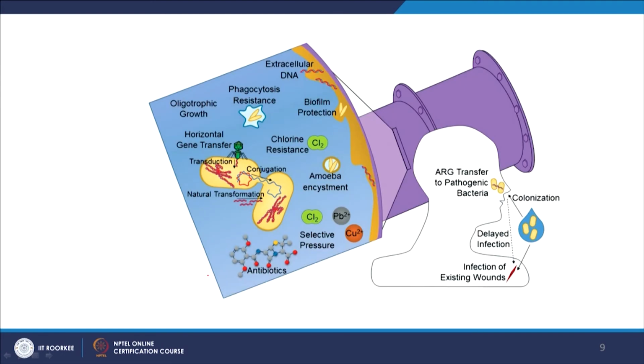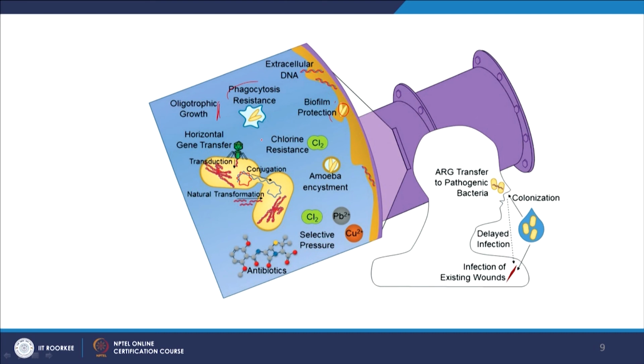Now, this is a very beautiful diagram again from Dr. Garner's paper, and this is a cross section of a pipe. If you notice here in the pipe we have biofilms growing, there is some extracellular DNA, biofilms are protecting pathogens, and we also have microbes that have developed phagocytosis resistance, so no amoeba can eat them, protozoa can't undergo phagocytosis for them. There is oligotrophic growth, so microbes are growing in a scarce nutrient environment.